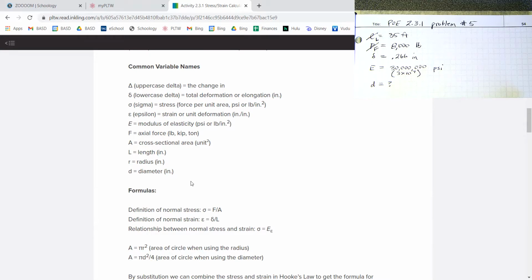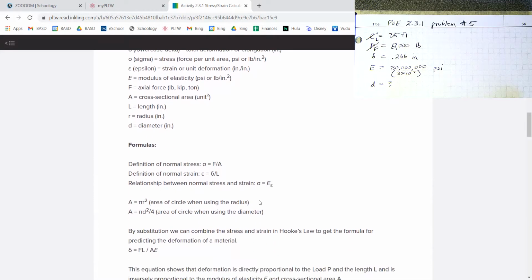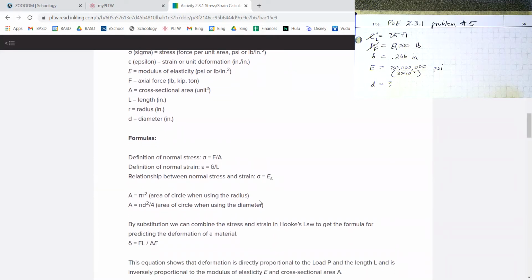of L, F, delta, or E. Delta. Oh yeah, little delta. Okay, I see an equation.